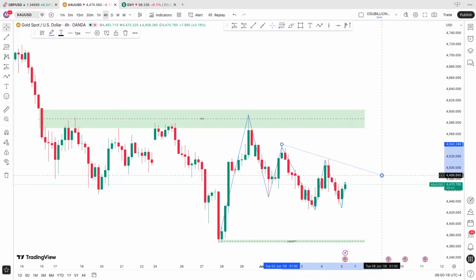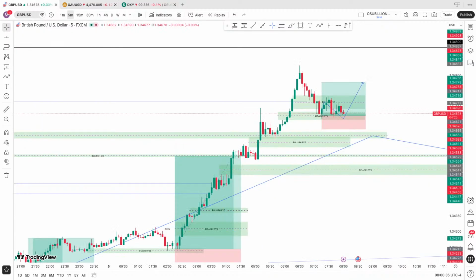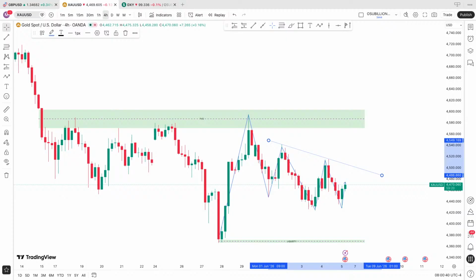So there is a trend there, and this is the trend. Bear in mind, we still have some few minutes to go for the NFP, about 30 minutes. So right now we have this, and this is the trend. This is the trend that we have.